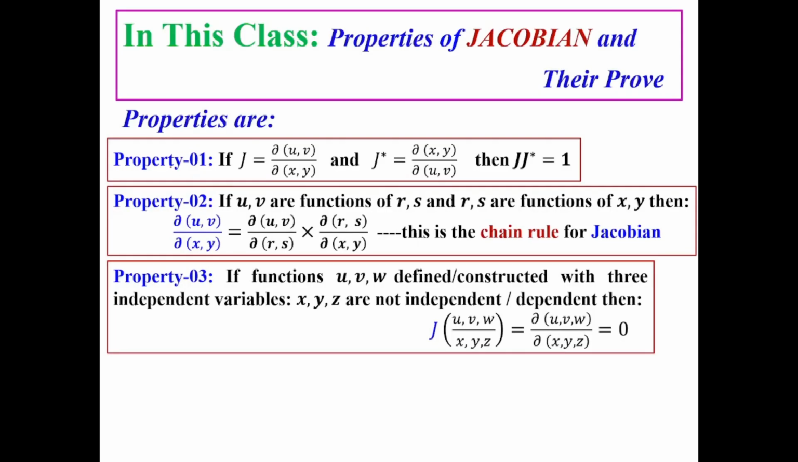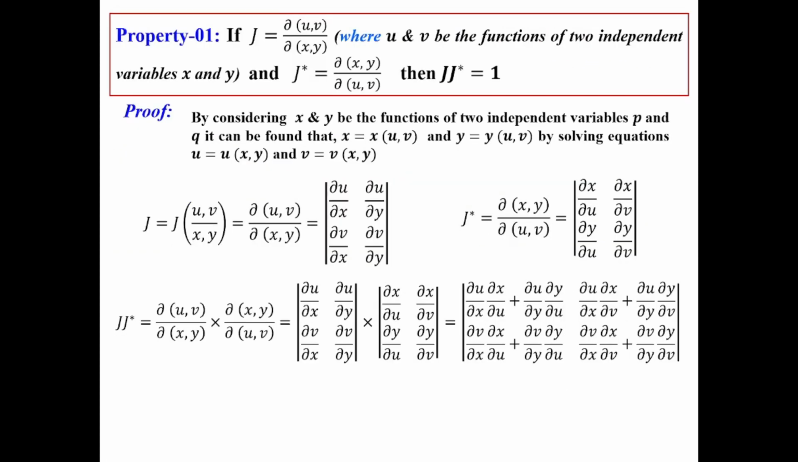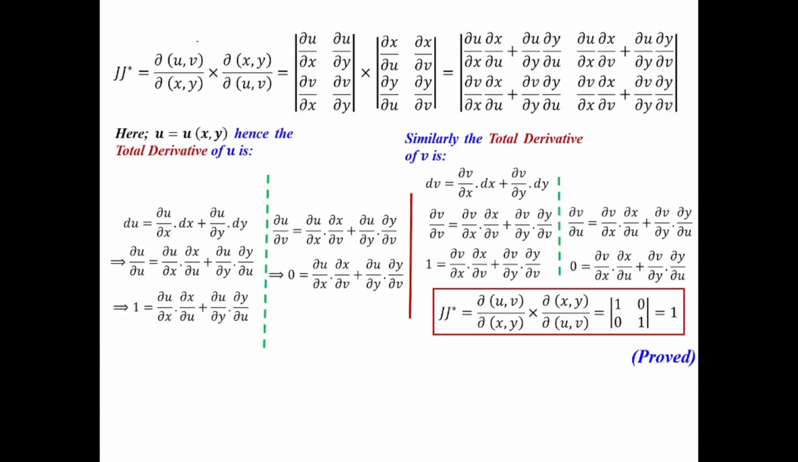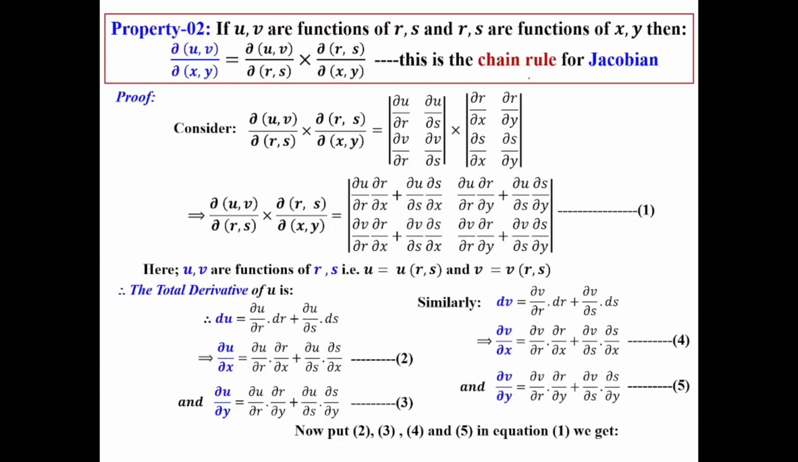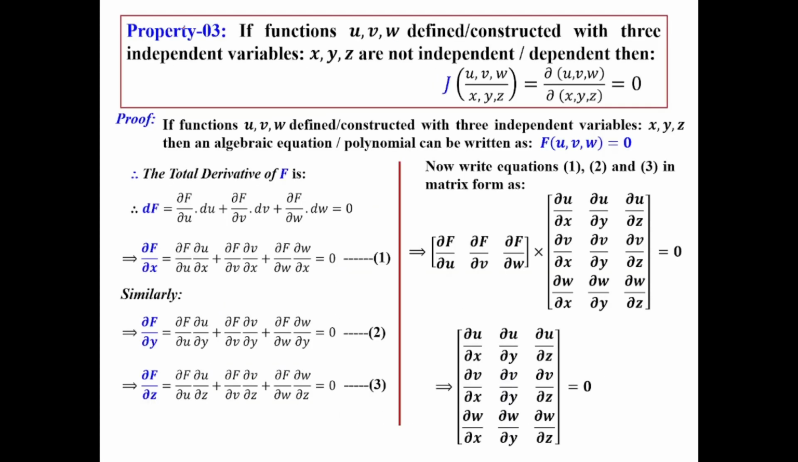Here I forgot to write T. You can find in our last video I forgot to write T over here. You just correct it in your notes. So last class we discussed property number 1 in detail and property number 2, that is the chain rule for Jacobian, in detail. In this class we are going to discuss property number 3 and the corresponding proof. Okay, so let us start.